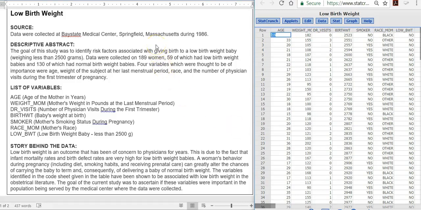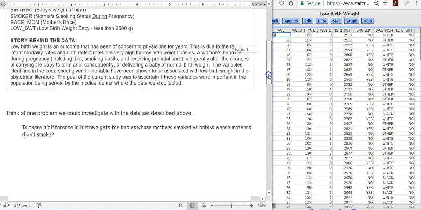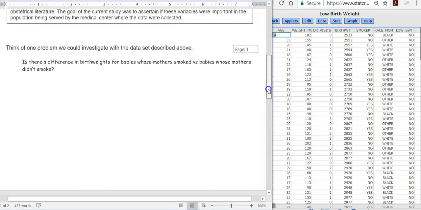Here's the description of the data set. This is about low birth weight babies and some of the factors that might contribute to a baby being low birth weight. So what we're going to look at is one particular relationship that we could investigate. The one that we're going to investigate today is whether there's a difference in birth weights for babies whose mothers smoked versus babies whose mothers didn't smoke.